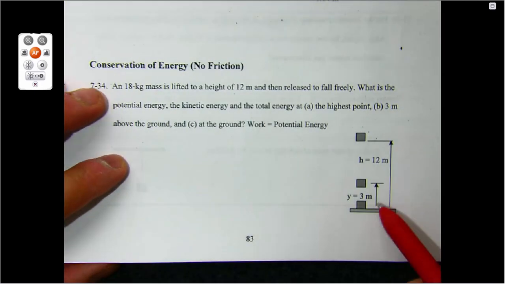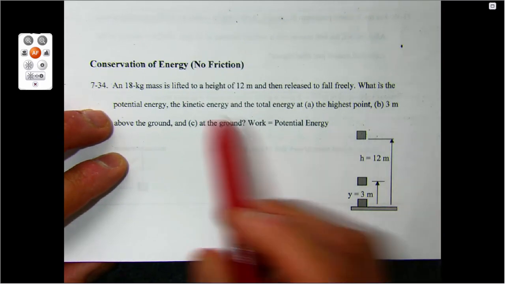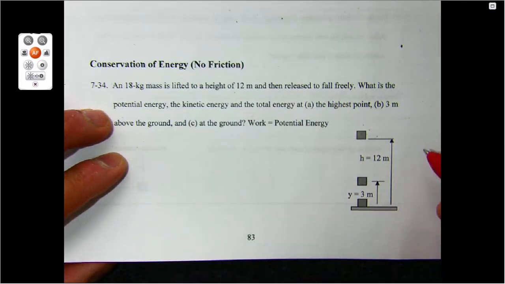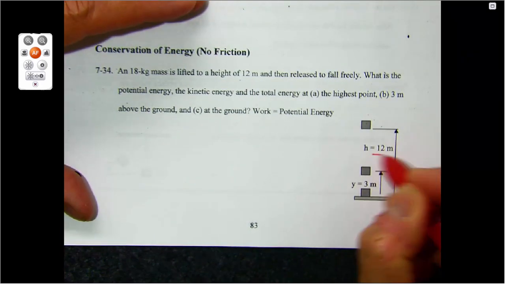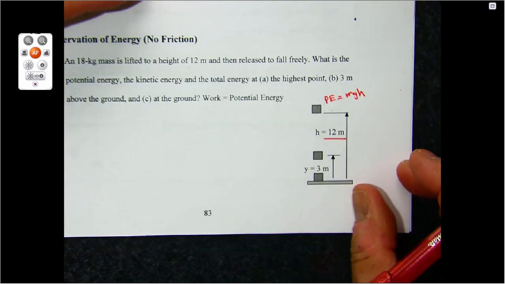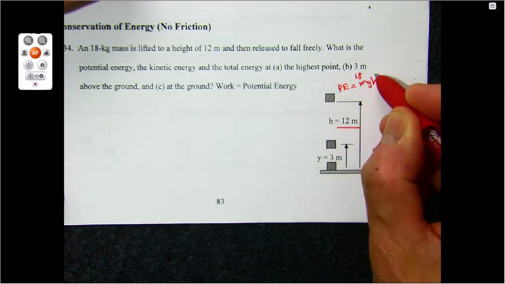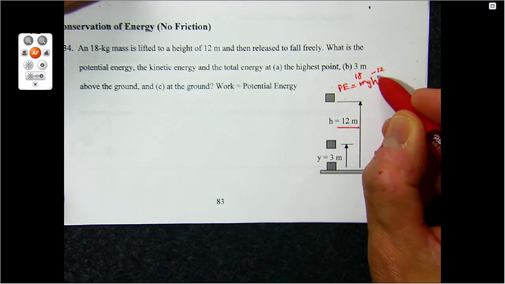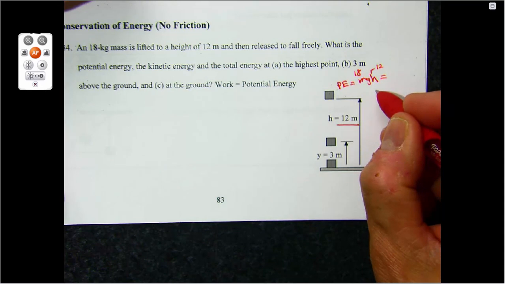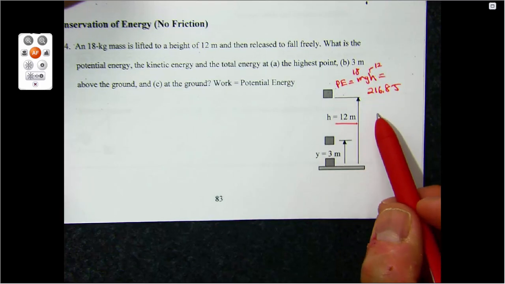No. So this is just going to be mgh, right? 34 is mgh. Potential energy, 12 meters, released to fall. What is the potential energy, the kinetic energy at the highest point? Okay. So at the highest point here is 12. The potential energy is mgh, and the mass is 18. The height is 12 meters. What do we get for potential? How much? 216.8 joules. So that's the potential energy on top.